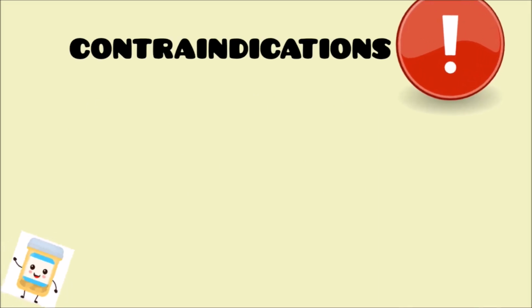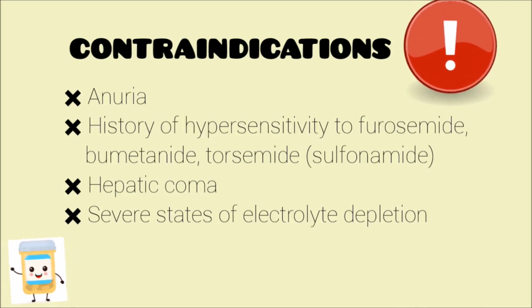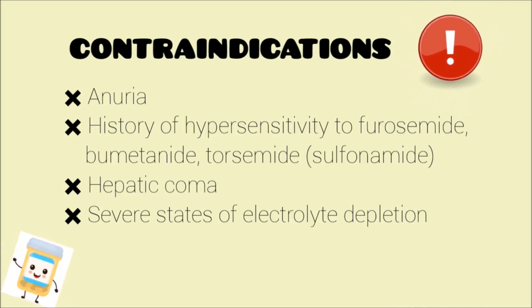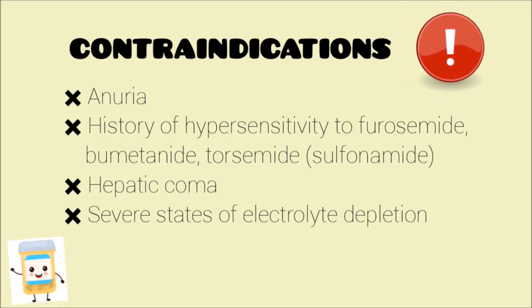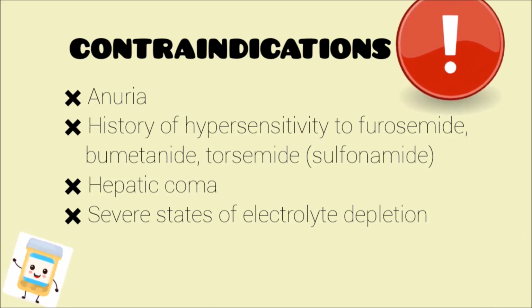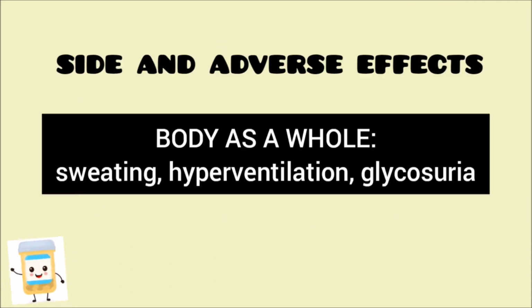Contraindications. I am contraindicated to patients with anuria, history of hypersensitivity to furosemide, bumetanide or torsemide, or sulfonamides, hepatic coma, and severe states of electrolyte depletion. Side and adverse effects. For the body as a whole, patient might experience sweating, hyperventilation, and glycosuria.